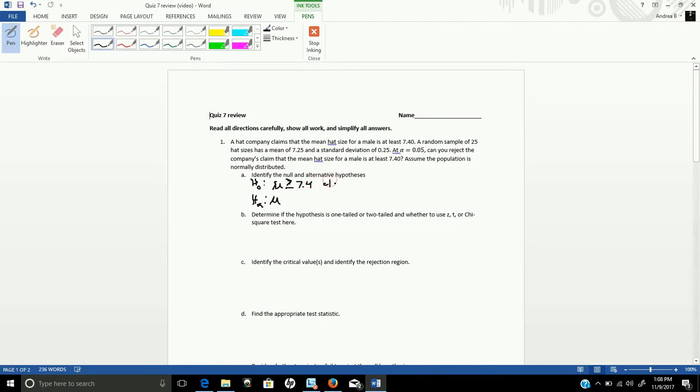And you do want to make sure to label which one is the claim as well, because that'll make a difference with your interpretations. So you have then that part is the claim, which means the alternative has to be less than the 7.4.